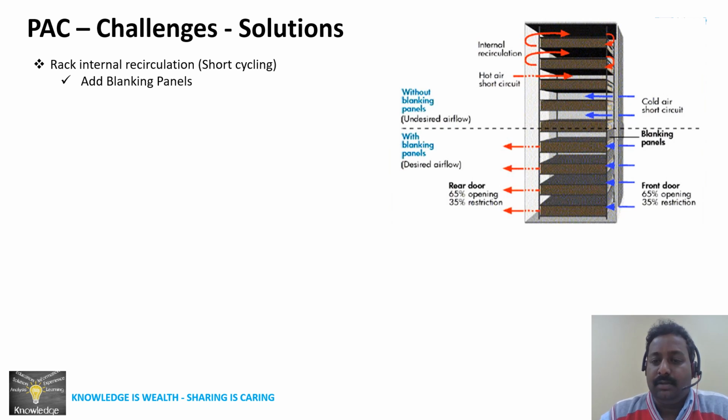Many of the lab and data center racks are not completely loaded. Many areas are kept empty, where short cycling will happen. That will consume more energy, and to optimize energy, we need to add blanking panels in all racks wherever the slot is not utilized. To overcome short cycling challenges, we need to add blanking panels.